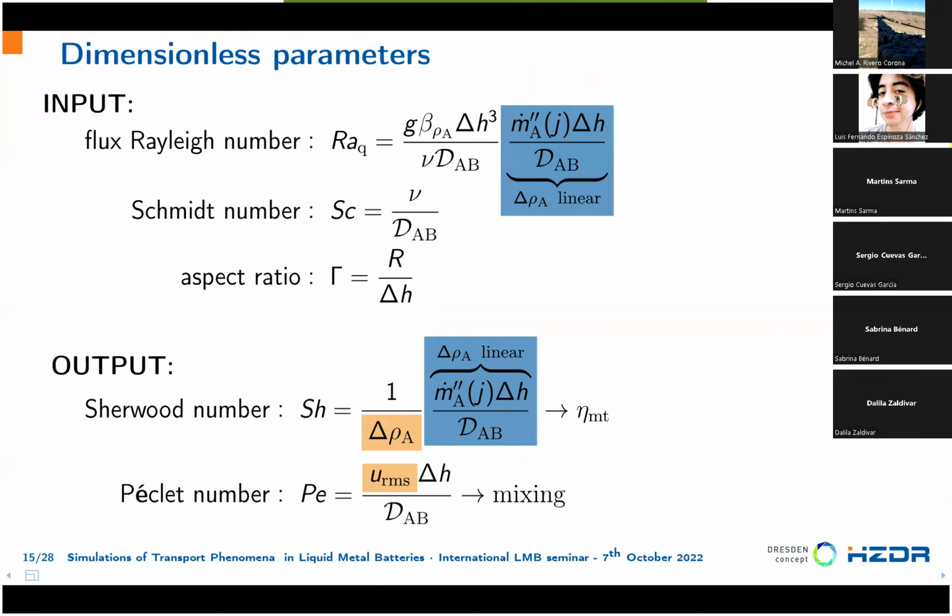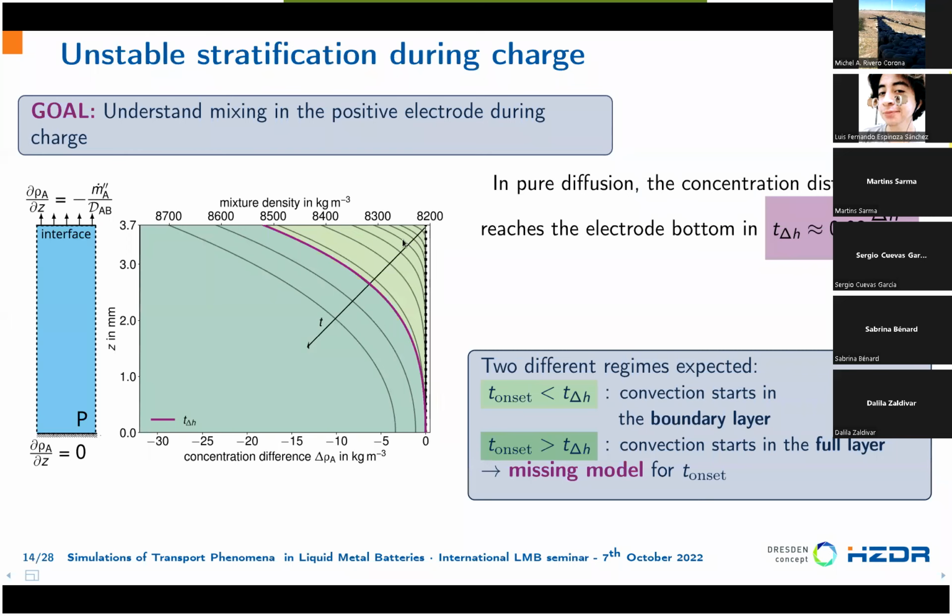So what are the parameters that describe solutal convection in this configuration? Yeah, I will first come back to this image. This type of convection is not limited to mass transport. There are also other phenomena. If we imagine imposing a cooling to a fluid, we have a very similar phenomenon. Other phenomena in nature, like evaporation and sublimation, generate nonlinear profiles very similar to the one that we observe here during charge of a positive electrode of a liquid metal battery. So this phenomenon is quite general.